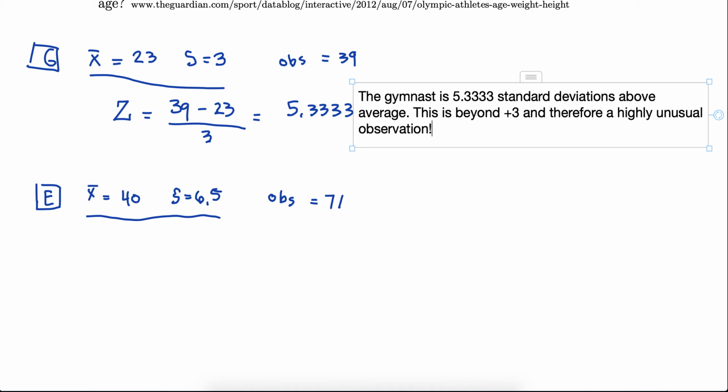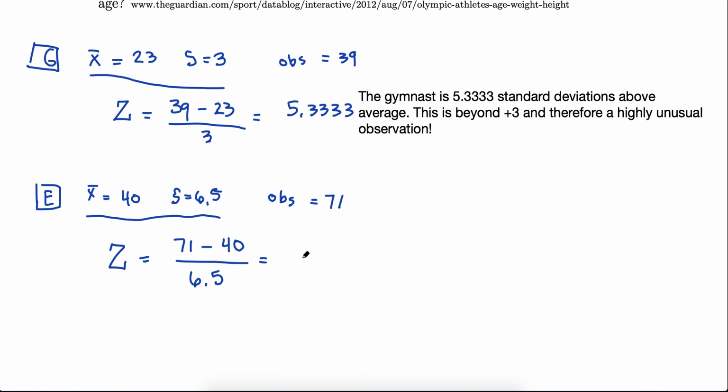All right, let's check out our equestrian, see how he's doing. So for our equestrian, the z-score, his observation is 71 years old, minus the average relative to sport, which is 40. A lot more variability in ages here, 6.5. If you work that out, you're going to get 4.7692. So this is telling us our equestrian is 4.7 standard deviations above the average.